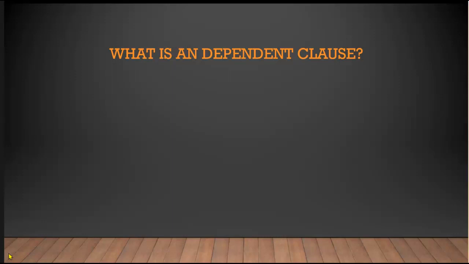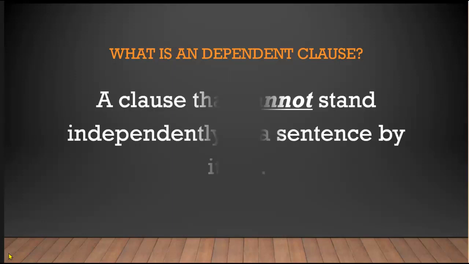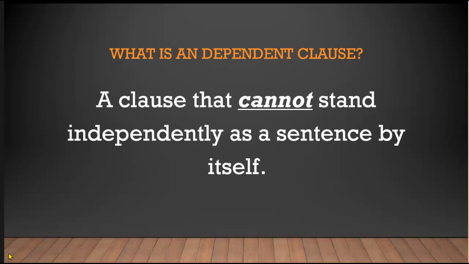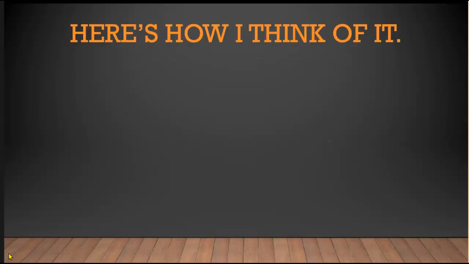So therefore, that leads to the question, what's a dependent clause? A dependent clause is a clause that cannot stand independently as a sentence by itself. It either doesn't have a subject, or it doesn't have a verb, or some other sort of feature that makes it dependent. And we'll talk more about that as time goes by. Cannot stand by itself.